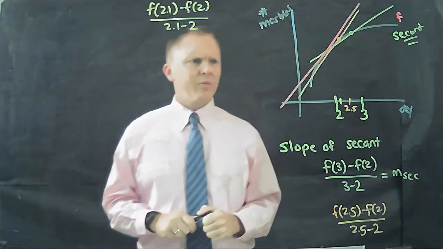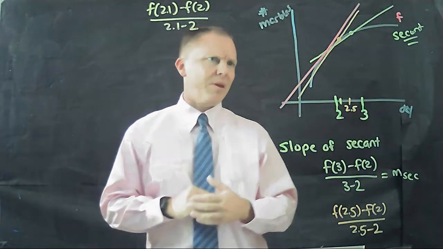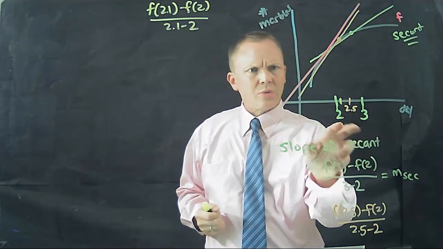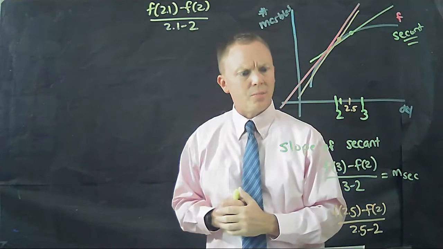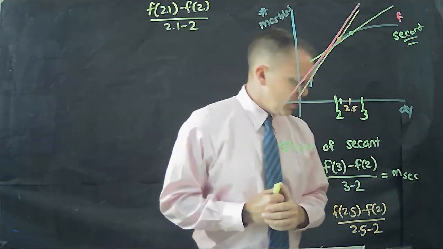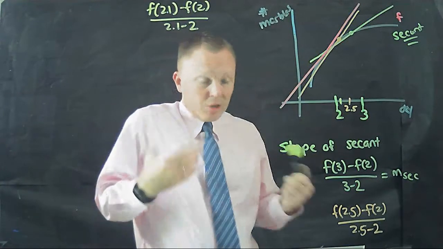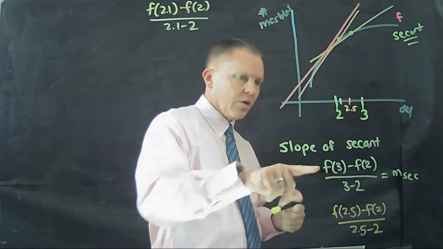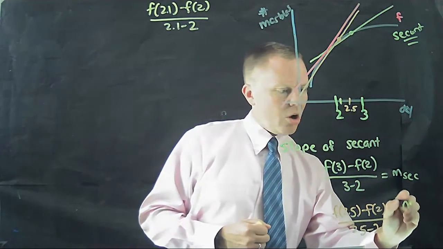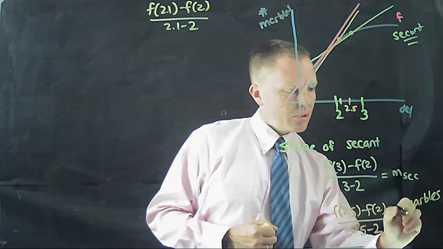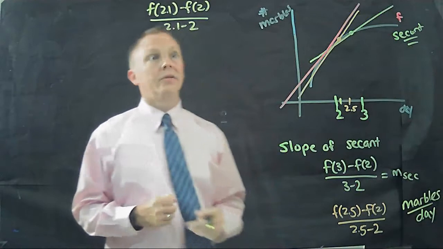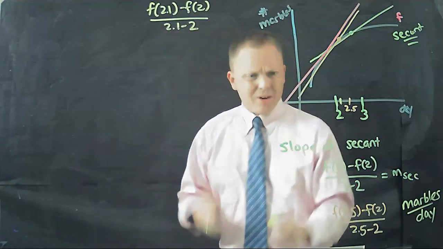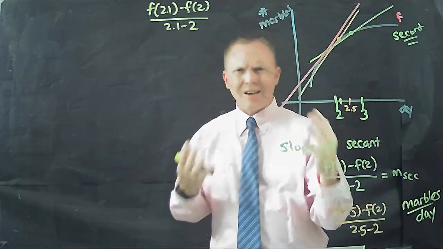So how do we make this happen with a limiting process? Really what we have to do is make this horizontal distance between the 2 points that we're choosing to calculate that slope go to 0. I'm going to show you how we do that, but I do want to point out that the units of these numbers would all be marbles per day. So again, we need to make this horizontal distance approach 0, but not necessarily equal 0.